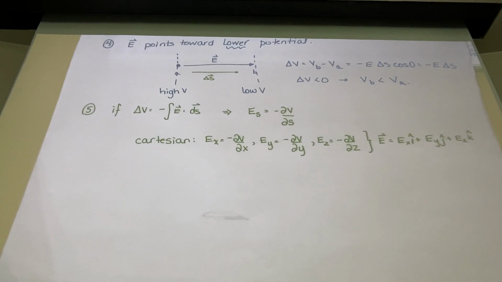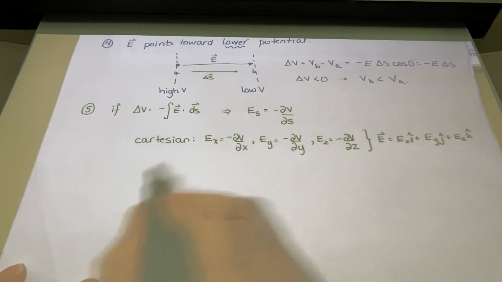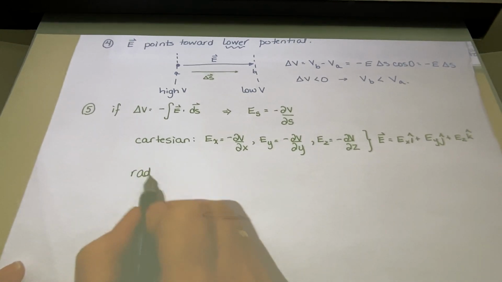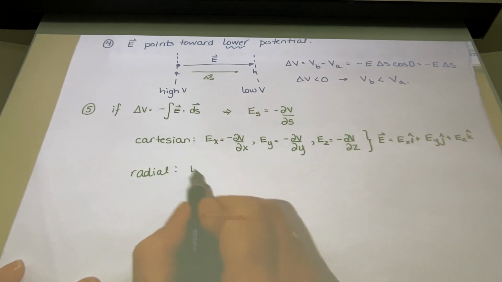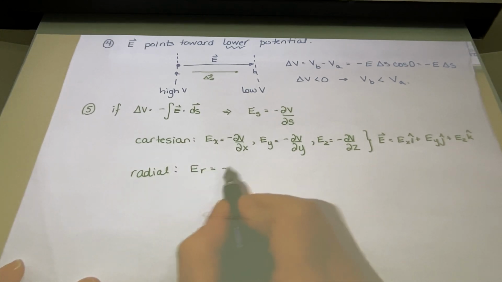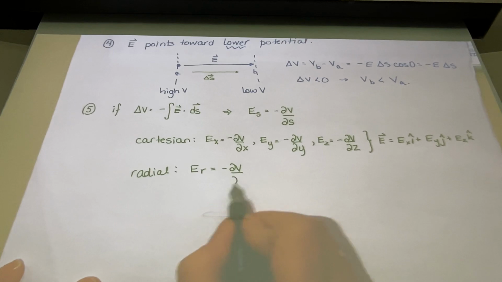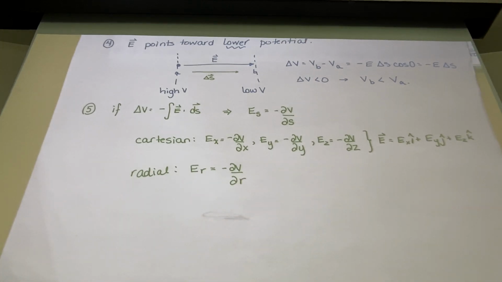We also know that when we have point charges, the electric field is radially outwards. So sometimes we want that radial direction. So with a radial component, the radial component of the electric field would be the change in potential in the radial direction. Okay, so those are the two ones we're going to see.